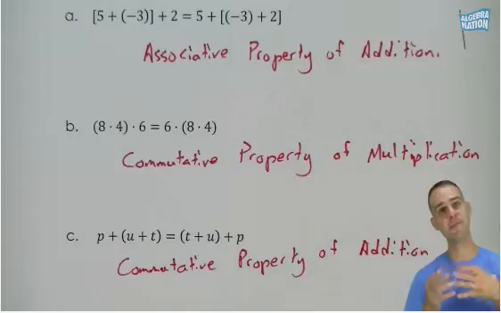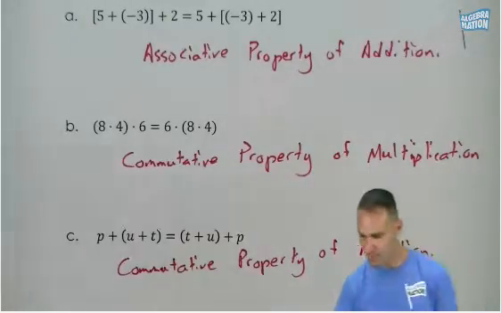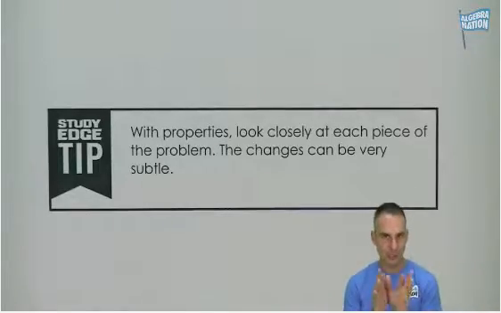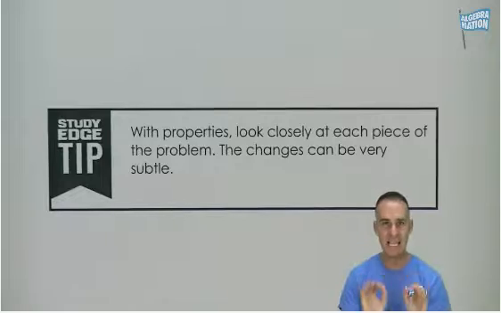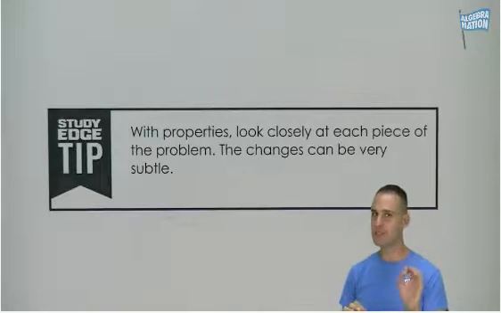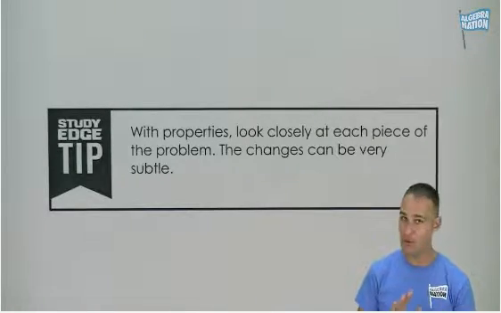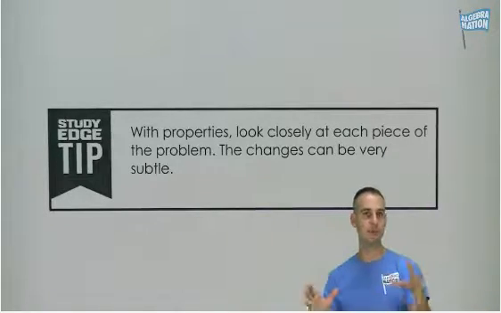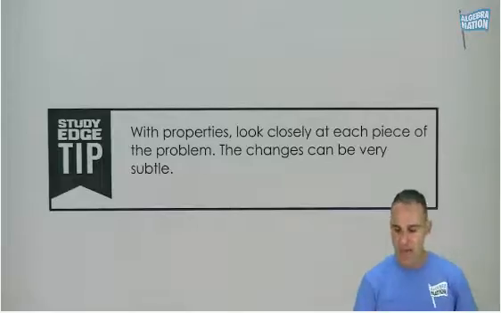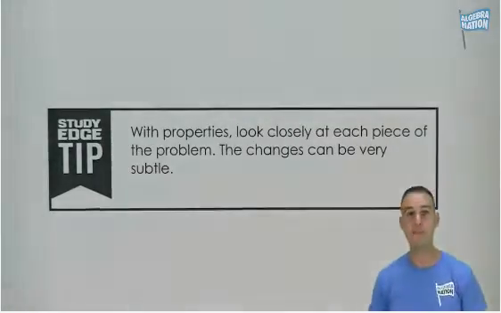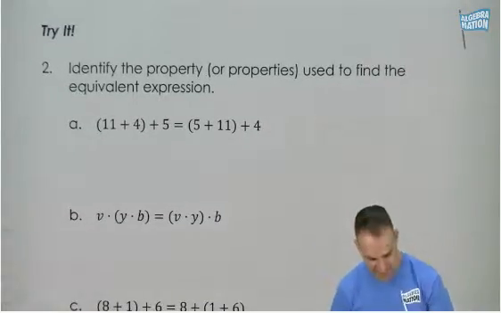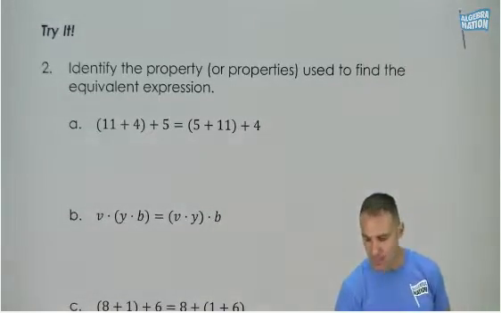Which brings us to a very nice little box on this page. You might notice it's a game with properties. Look closely at each piece of the problem. The changes may be very subtle. I was looking at the order of each of the terms, to see what was moved around, if the parentheses moved around, and you really have to take your time, which means I really want you to take your time and give this page a try. Pause the video, see what you can do.